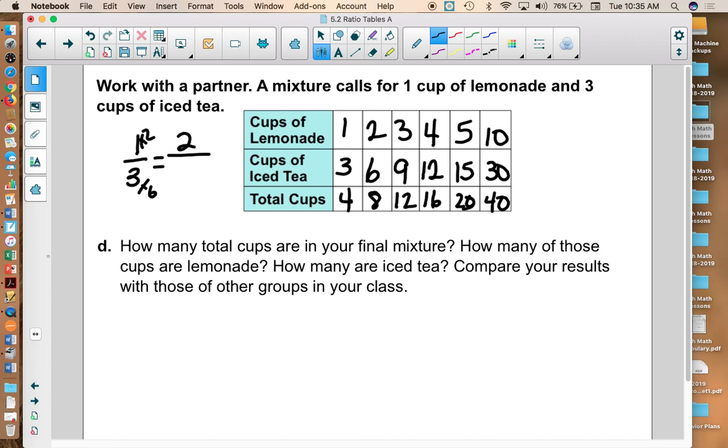I also come back here. I started out with 4. 40 is how much larger than 4? 10 times larger. 10 times 3 is 30. 10 times 1 is 10.